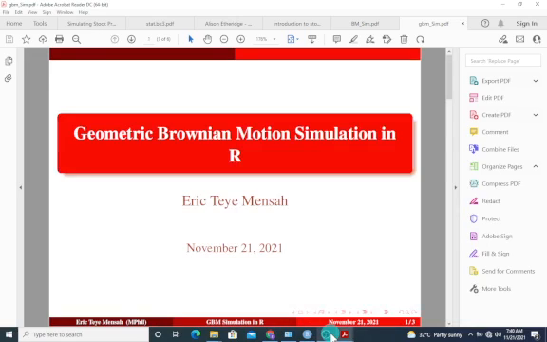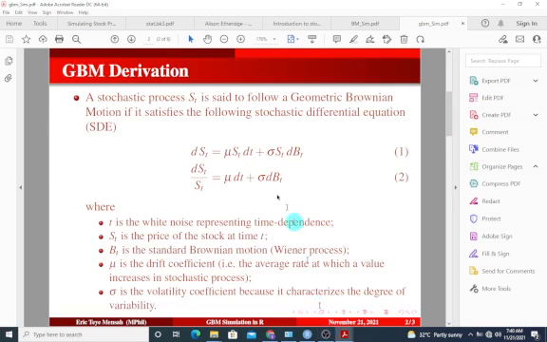Okay, so in today's tutorial, we'll be looking at the geometric Brownian motion simulation in R. The GBM is basically a non-negative process which can be thought of as a stochastic model for exponential growth or decay. It's a favorite tool in mathematical finance where it is used extensively to model stock prices. Okay, a stochastic process is said to follow a geometric Brownian motion if it satisfies the following stochastic differential equation.